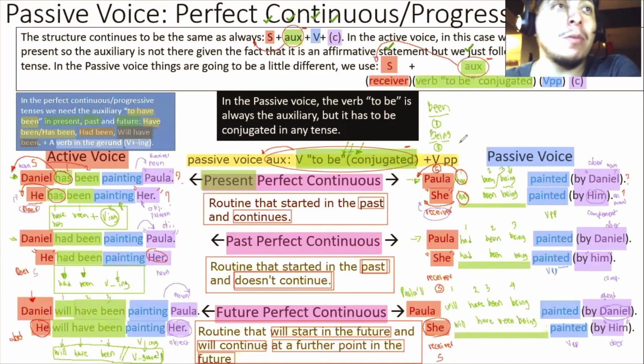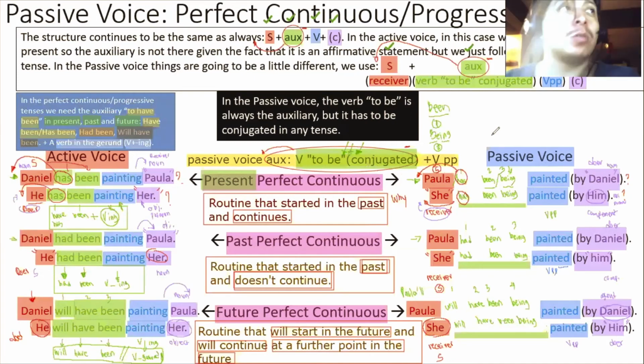Si quieren hacer una pregunta de información, solo agreguen un question word antes. Why has she been painted by him? ¿Por qué ha estado siendo ella pintada por él? Y entonces la respuesta será un because. Les van a decir por qué. Si preguntan, when has she been painted by him? ¿Cuándo ha estado siendo pintada? Entonces le responderán el tiempo. Si ustedes preguntan, where has she been painted by him? ¿Dónde ha estado siendo pintada ella por él? Y entonces les responderán el lugar. ¿Sí?